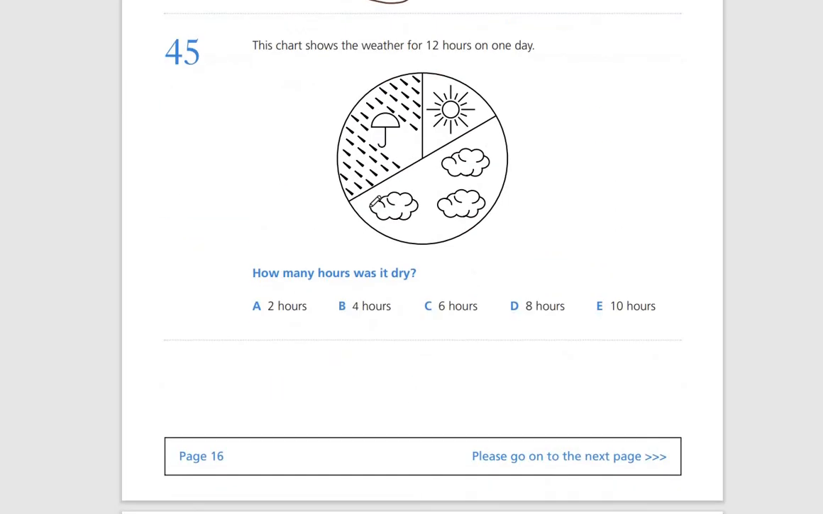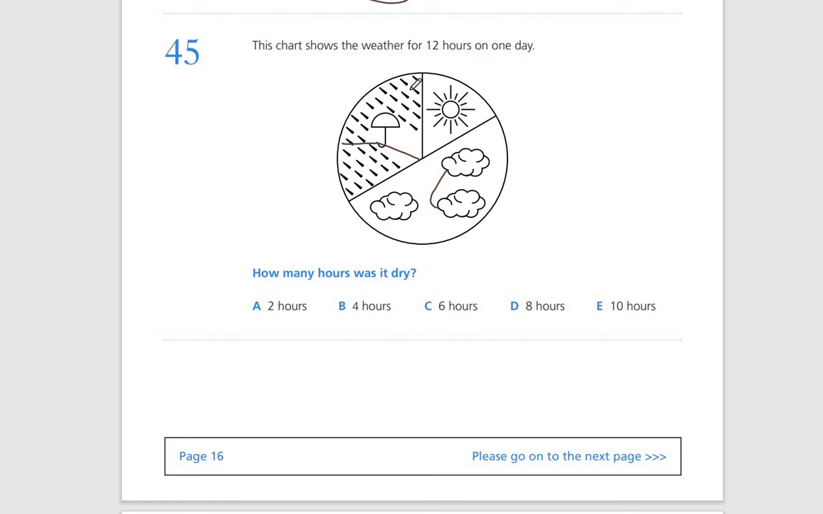45. The chart shows the weather for 12 hours on one day. How many hours was it dry? Dry would be the clouds and the sun, because there isn't rain. Now we can see that the clouds are half of the day, which is 6 hours. And if we look very closely here, the other half is divided into 3, and 1 out of the 3 is sunny.